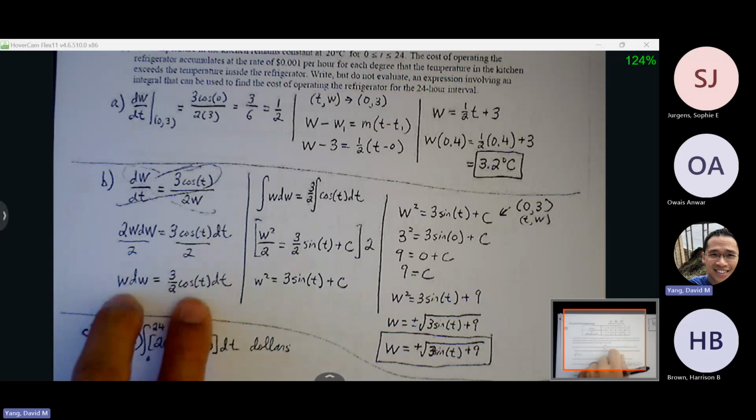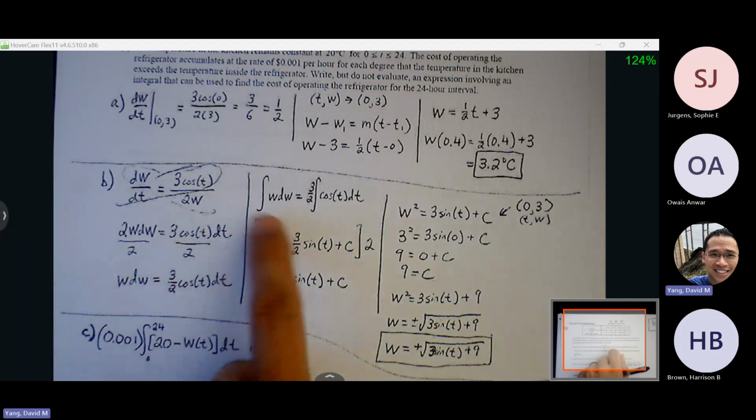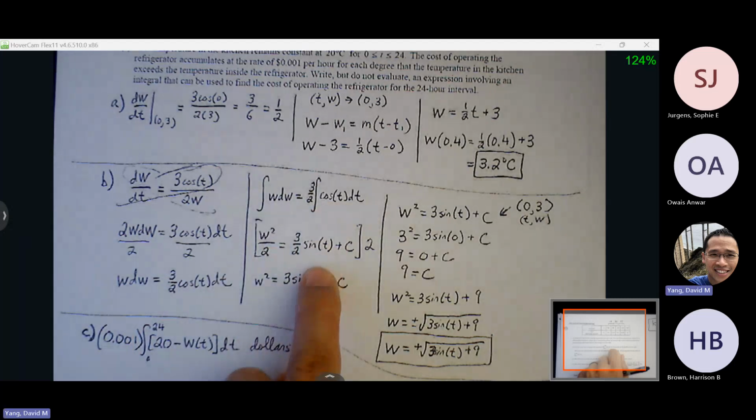So once I have that full separation of variables, take the antiderivative. W becomes w squared over 2. Cosine becomes sine.